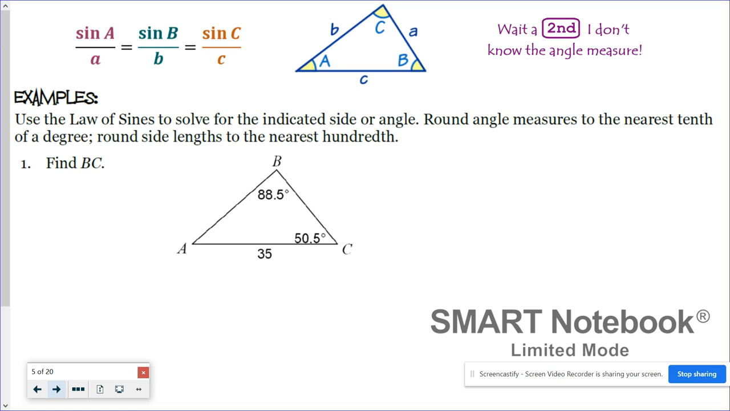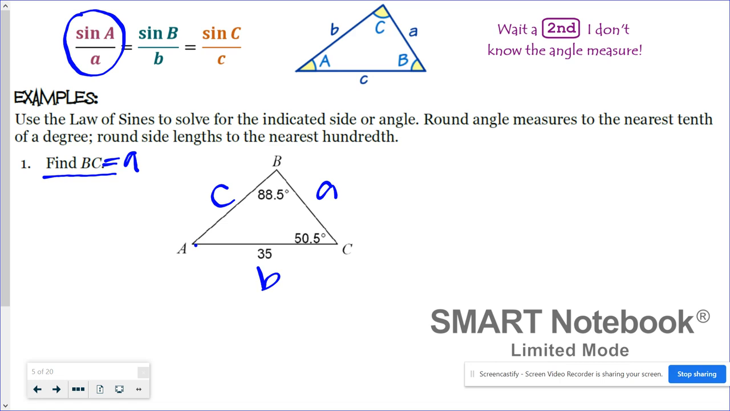All right, so here in problem one, I want to find BC. So I'm going to start by labeling my sides A, B, and C. So opposite angle A is side A, opposite angle B is side B, and opposite angle C is side C. Now, if I want to find BC, BC is being represented by side A. So I'm definitely going to be using this ratio, sine of angle A over side A.